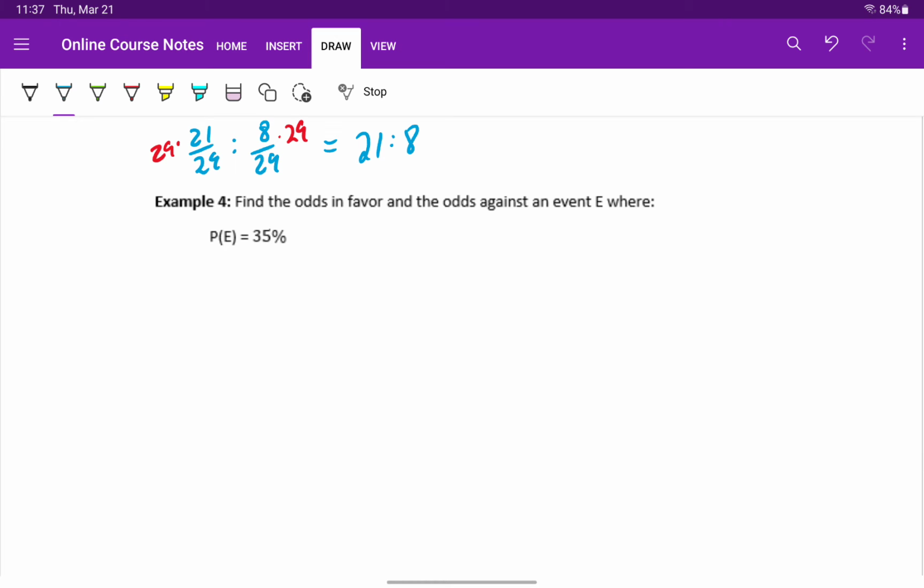In example 4, we want to do the same thing, but instead of a fraction, we're given a percent for our probability. So our odds for will be 0.35 to 1 minus 0.35. So 0.35 to 0.65.